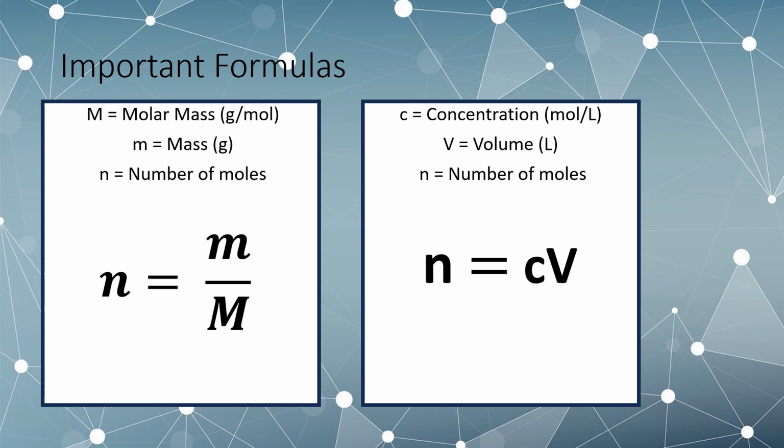Our second formula is the number of moles is equal to the concentration of a particular compound multiplied by the volume of that particular compound. These 2 formulas are all that are required for solving these molar ratio problems. At times, you will need to rearrange them, so basic algebra skills are necessary for this kind of chemistry.